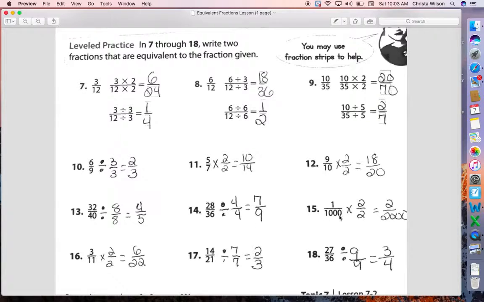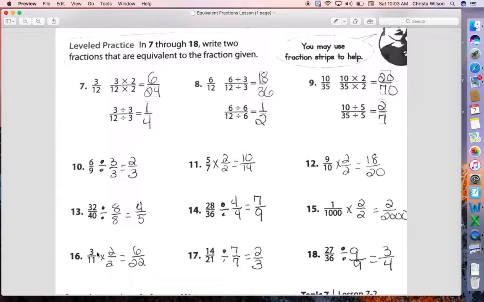Number 15, this one was fun. You can't divide that down any further. They don't really have anything in common. 1 and 1,000, they do not have anything in common other than themselves. So I just chose to multiply by 2, the top and the bottom. So I created the equivalent fraction of 2/2000.